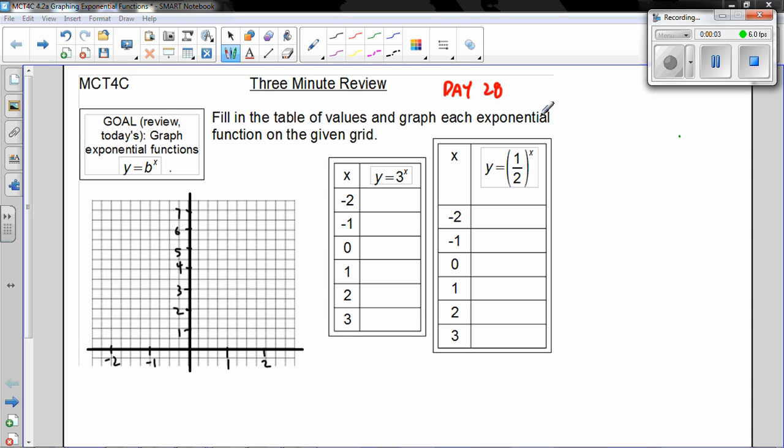MCT4C day 28. Today's goal, we're going to be doing some graphing of exponential functions, which is review of grade 11 stuff for everybody, but it's worth a day of practice for sure. Last year we got to the point where we could graph these functions without a table of values, but this is where we're going to start.